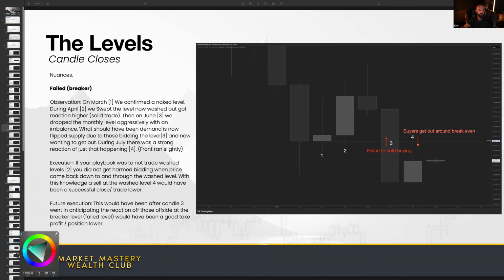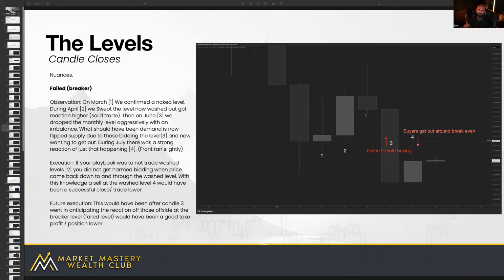At the moment, if we go through this, observing on March the 1st, we confirmed a naked level. So that's in here. We swept the level, now washed. So we swept it here during April. We had a solid trade up. Then on June, which is candle 3, April and May did their consolidation. Then on June, we busted straight down through the level. Dropped the monthly level aggressively with an imbalance.